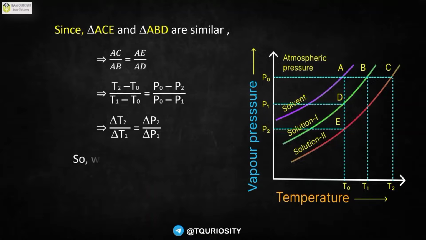Hence, we can say that delta T is directly proportional to delta P. That is, the variation in boiling point of the solution is directly proportional to the variation in vapor pressure. Take this as equation 1.